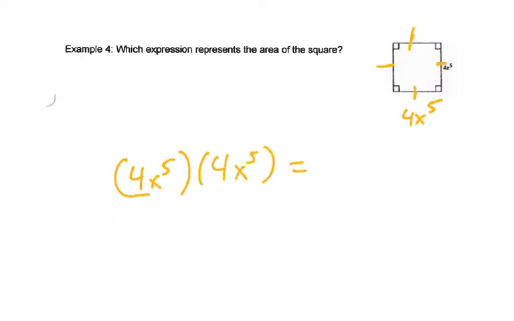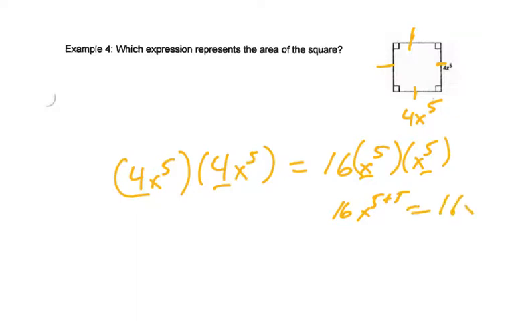Which expression represents the area of a square? So this is kind of cool because it's using some of the properties that you've learned in the past. So we know that squares have equal sides. So this is 4x to the 5th here. We also know that area is length times width, so we just multiply them together. So it's 4x to the 5th times 4x to the 5th. And this will get you the answer, which is 4 times 4 is 16, x to the 5th times x to the 5th. We know that when we multiply, we add the exponents. So it's 5 plus 5, which is 16x to the 10th.